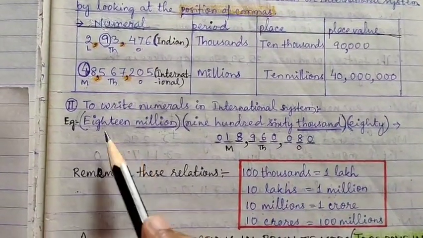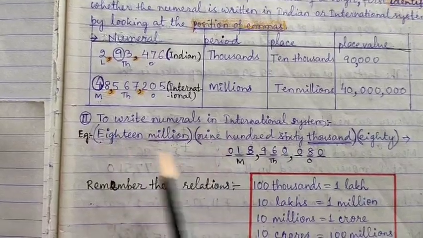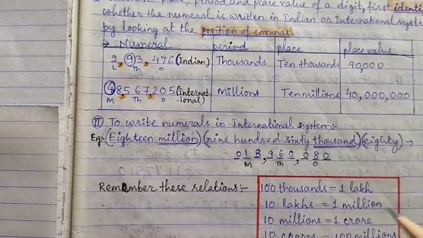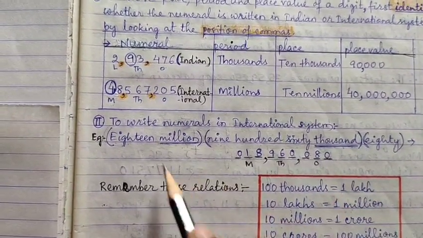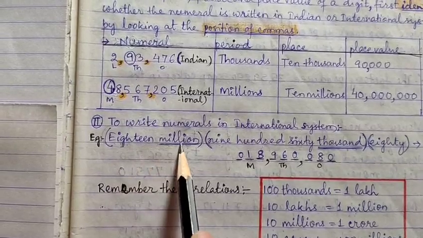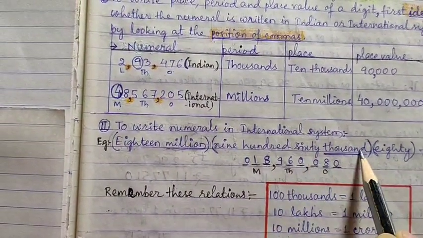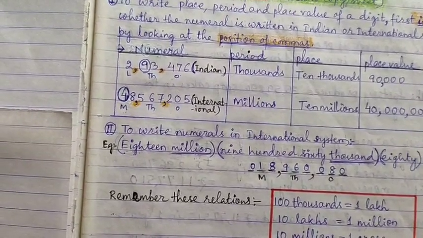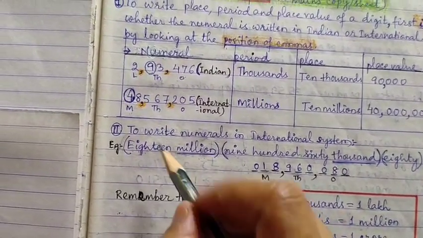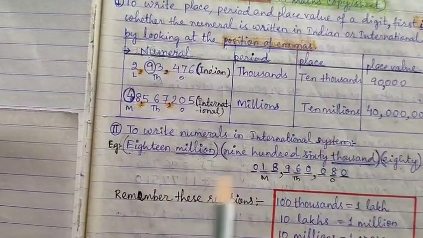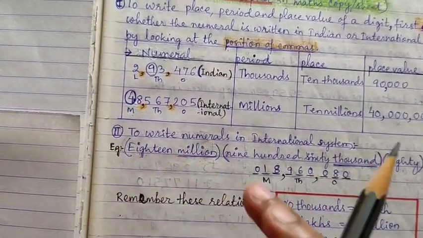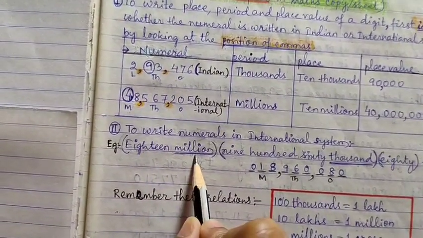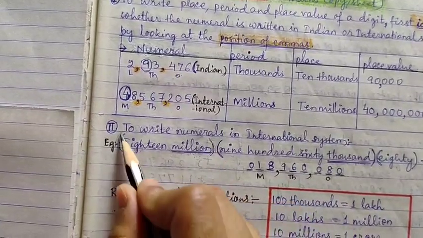Children, if you have been given the number name and you have to write the numeral in the international system by using comma after the period, then how do you write? Let me take one example. 18,960,080. Okay, you have to follow the same process that I have already told you for the Indian system. So here this is the number name. You have to separate the number names according to their periods. So start from here. 18 million, million is a period, so this is one group.